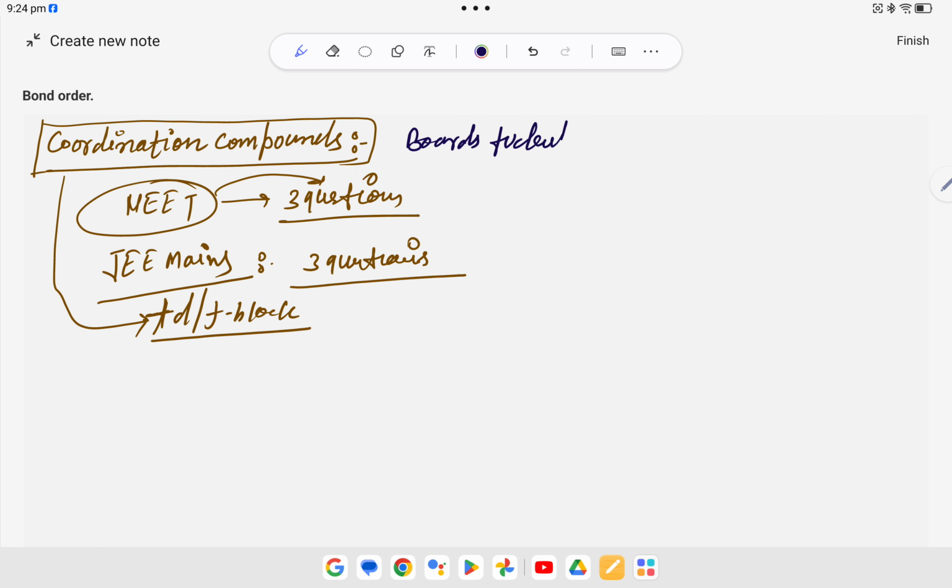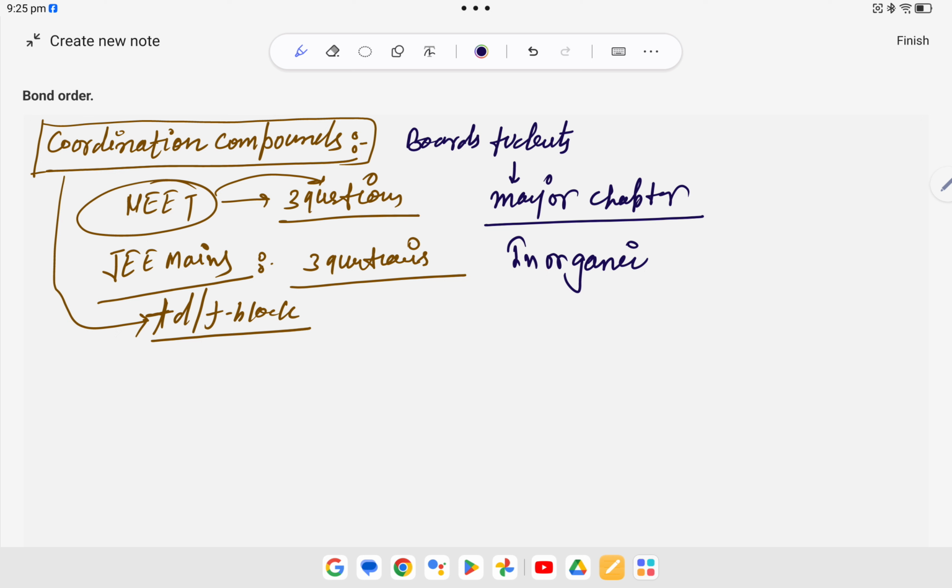As for board students, it's a major chapter. It is a part of inorganic chemistry. So important for board students also. So this side, your well-known chemistry coach, Mr. Govind. So myself, Govind, and we are having a new chapter and new video for the coordination compound. Okay, so this is the basic information. Let's start the topic.